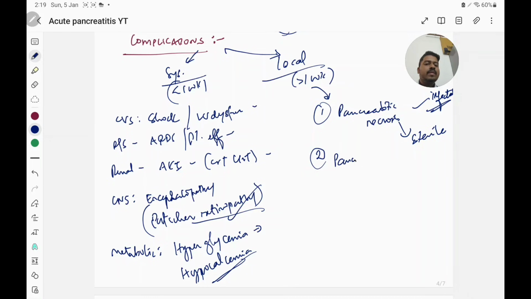Second is pancreatic abscess, okay? Third is pseudocyst, okay? And you can also have pancreaticopleural fistula. All these are long-term complications, okay?